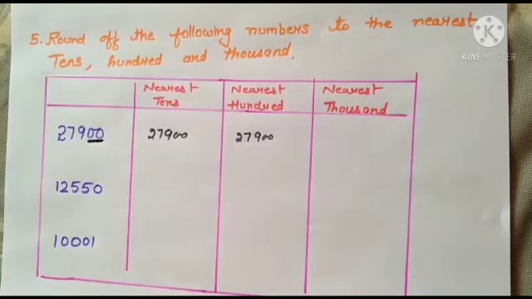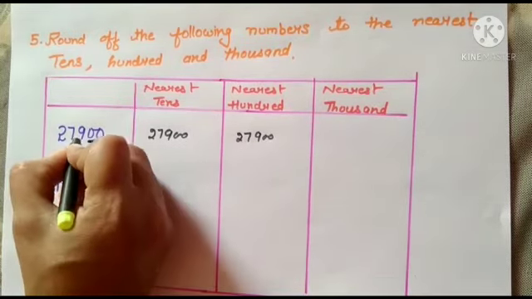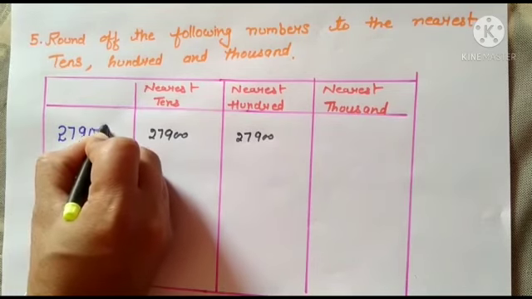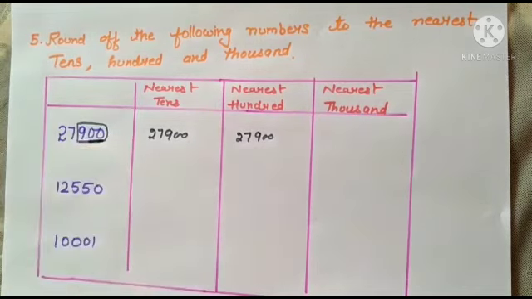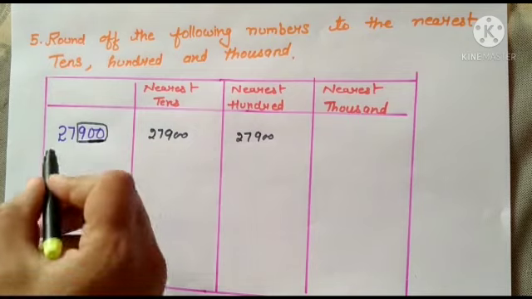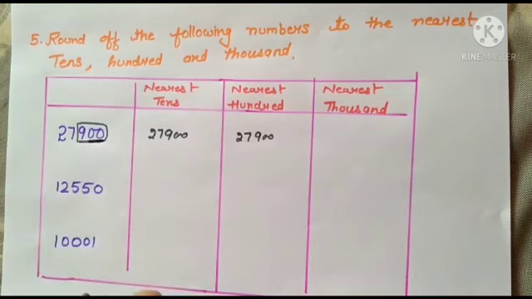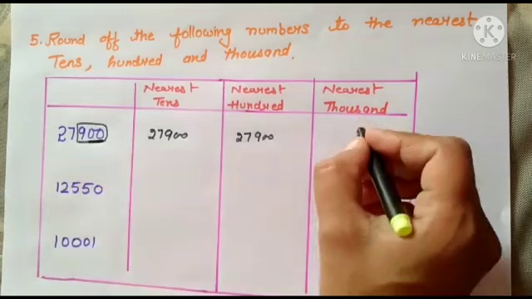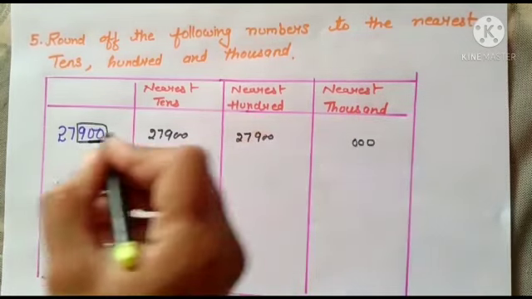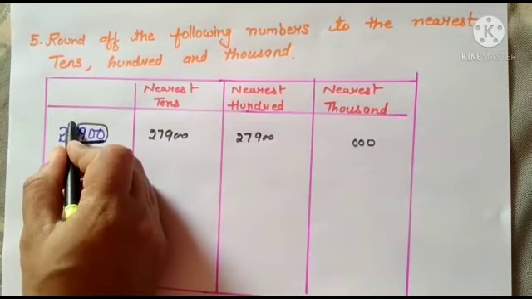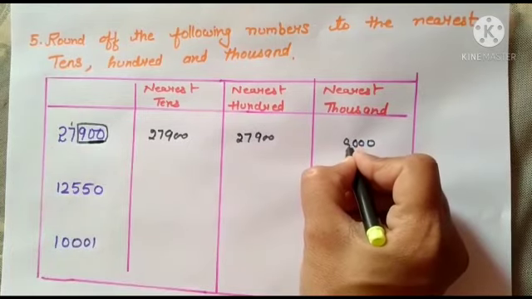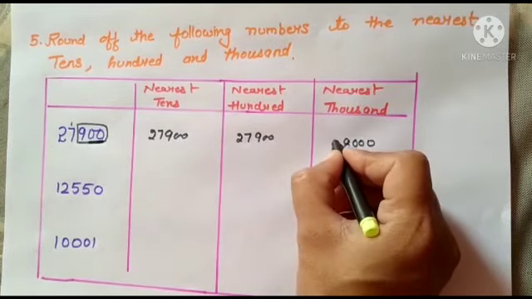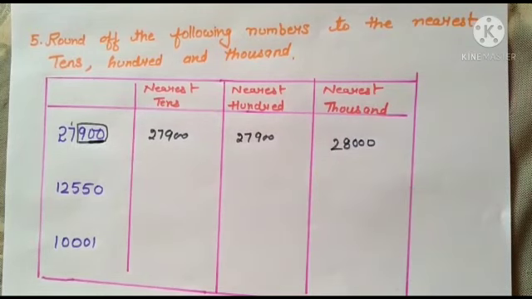In nearest 1000 we will see 3 digits. In that, now it is 900, it is more than 500. So what will we do, we will put 0 in the last 3. In 7 we will add 1. Over here I will write 7 plus 1, 8, and here 2. So our answer will be 28,000.